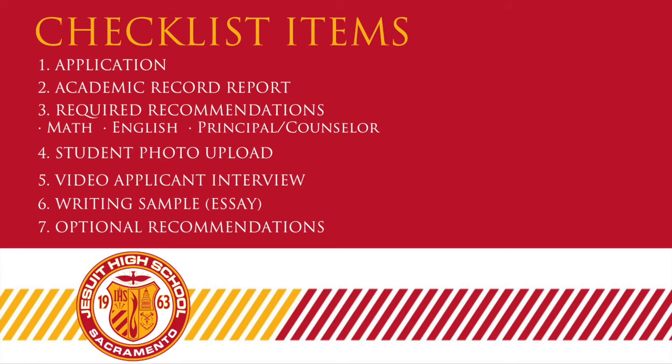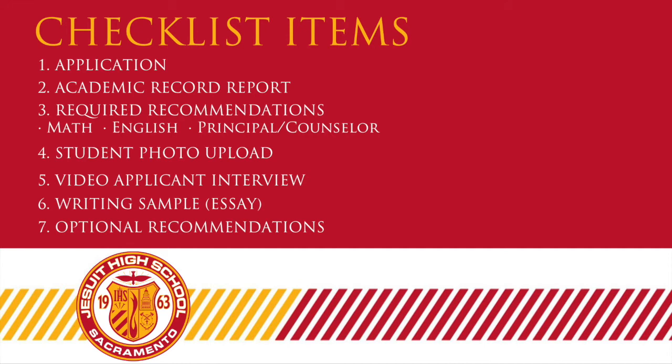Item number 2, your academic record report. Like I mentioned in the walkthrough previous, once you send out that request to the person in the main office that has access to your school's academic record report, you're done. They will receive an email and send those items to us directly.